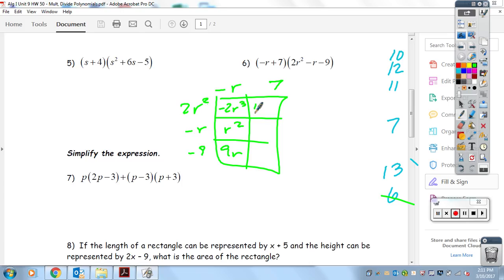2r squared times 7 is 14r squared. If you notice, again, these are on a diagonal. Negative r times 7 is negative 7r. Again, these are on a diagonal. Negative 9 times 7 is negative 63. Like terms are on the diagonal, not a coincidence. Be careful with your circling. As I just did, you might forget that negative is there. So you got to be careful with those negatives.